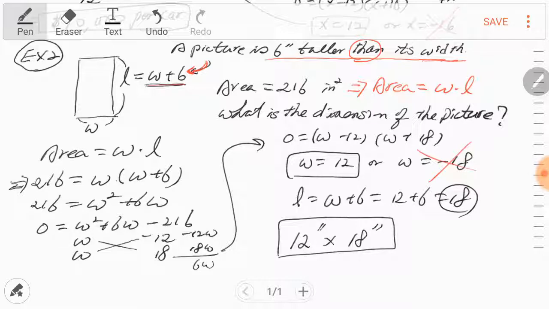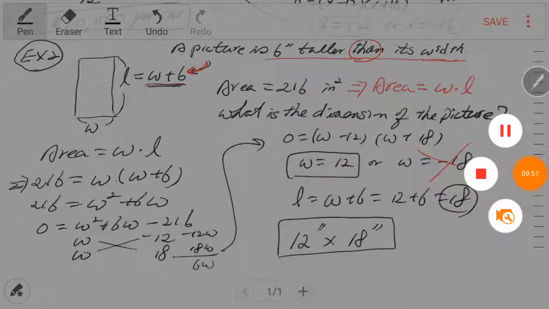So in this case, what's important is area. Use the area formula. The area formula of a rectangle is length times width. Length times width, and then replace this L in terms of W, then solve for W. Since 216 is large, it may take time to find these two factors, 12 and 18.